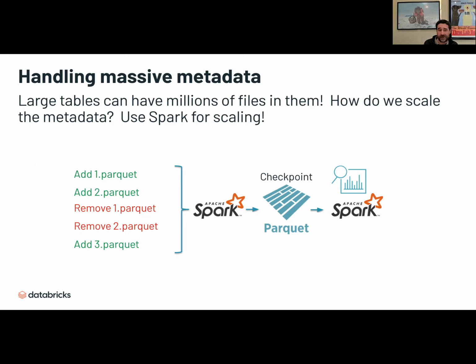What is also the case when you get to that massive scale is that handling the metadata itself can be a massive scale project. And for that, we're handling that metadata with Spark.